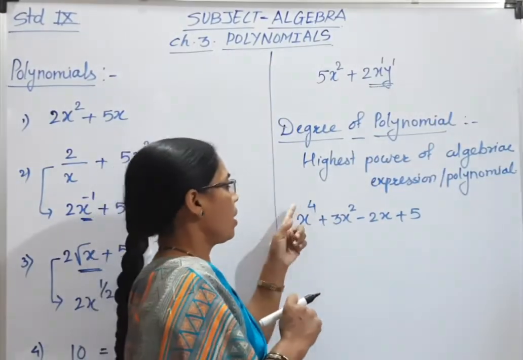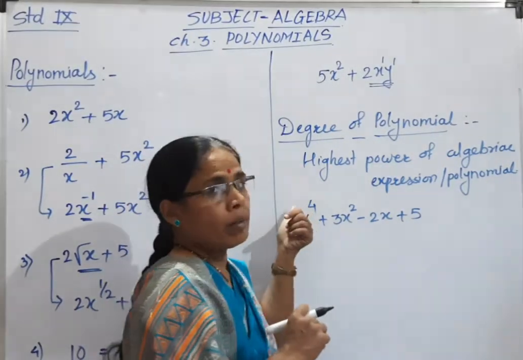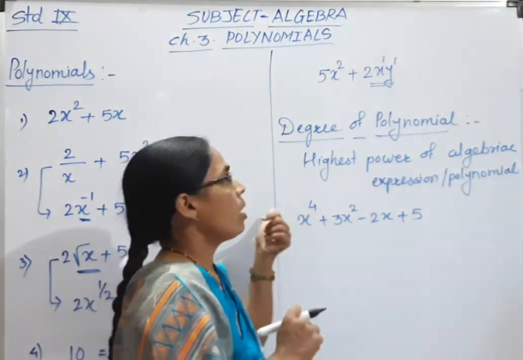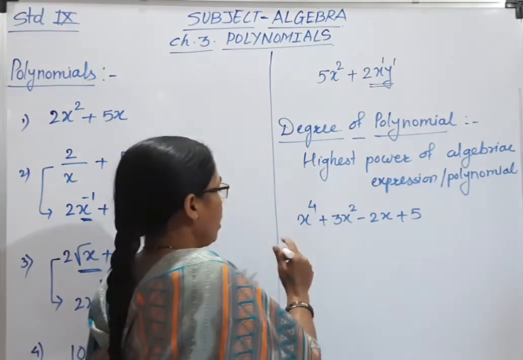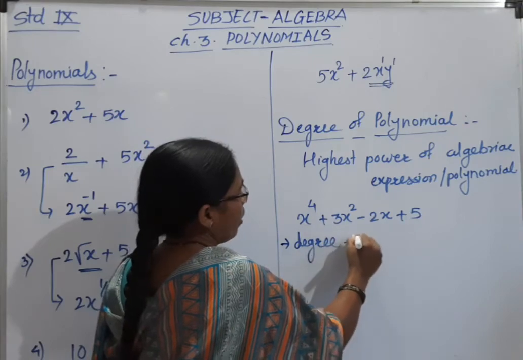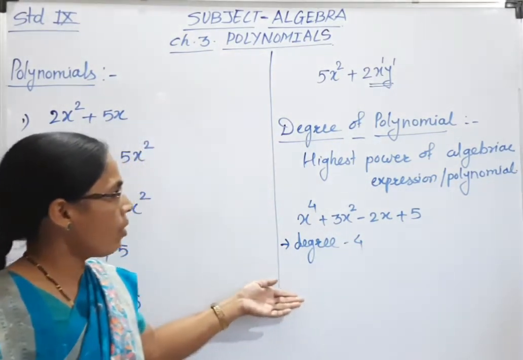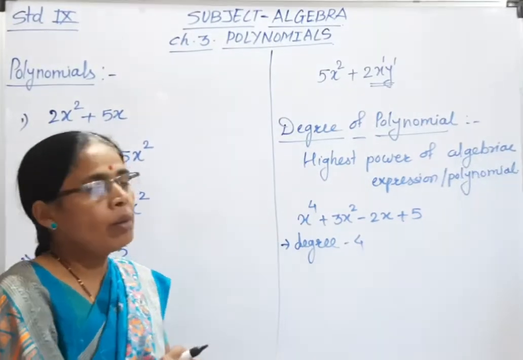And the highest degree, highest means the maximum, the biggest number. The order of that biggest number is the degree of the polynomial. So the degree of this polynomial is 4. In this way we can find the degree of the polynomial.